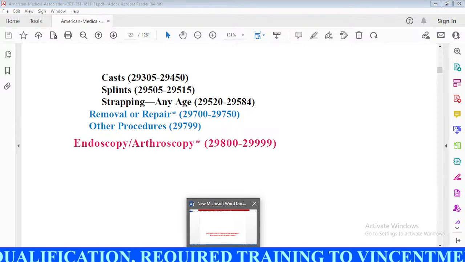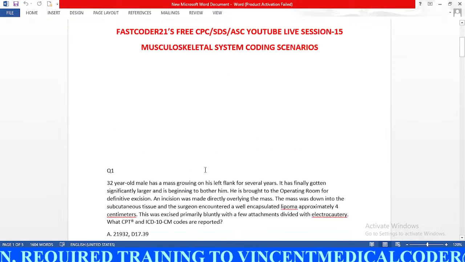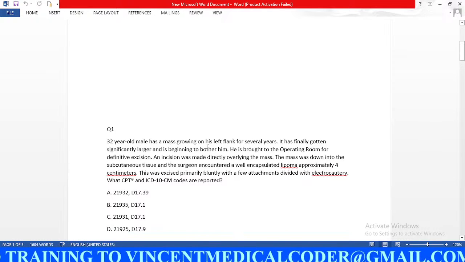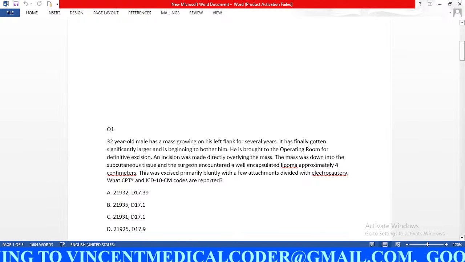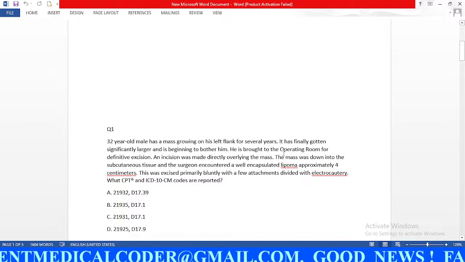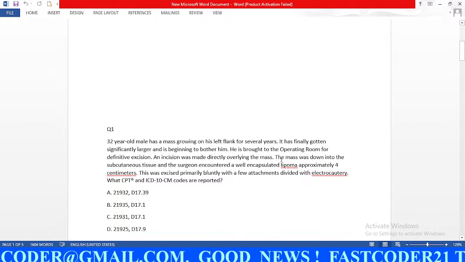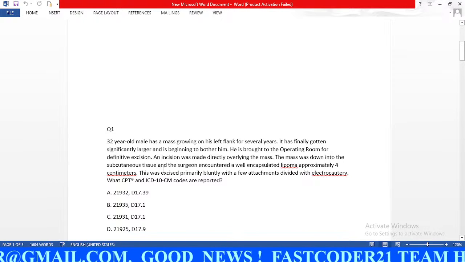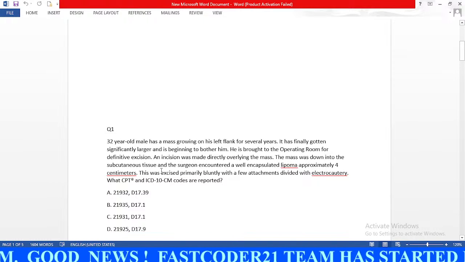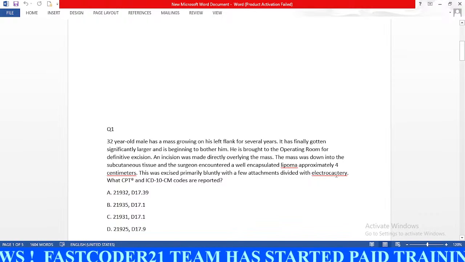No worries. Now we are going to start with our first question of the day. Question 1. A 32-year-old male has a mass growing on his left flank for several years. It has finally gotten significantly larger and is beginning to bother him. He is brought to the operating room for definitive excision. An incision was made directly overlying the mass. The mass was taken down to the subcutaneous tissue, and the surgeon encountered a well encapsulated lipoma approximately 4 centimeters. This was excised primarily bluntly with a few attachments divided with electrocautery.